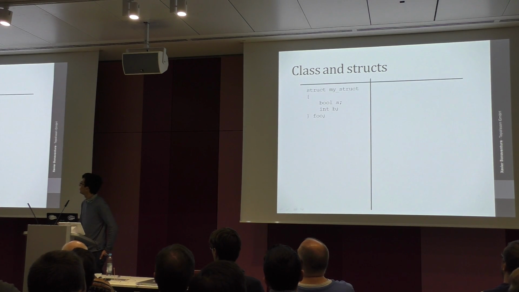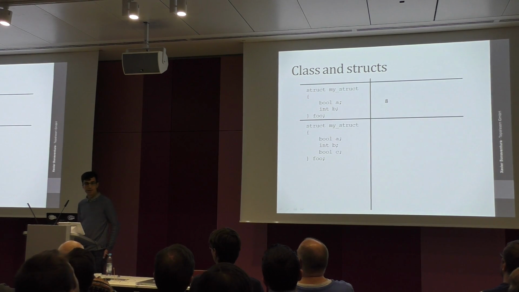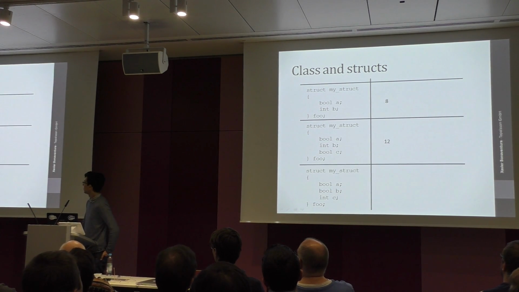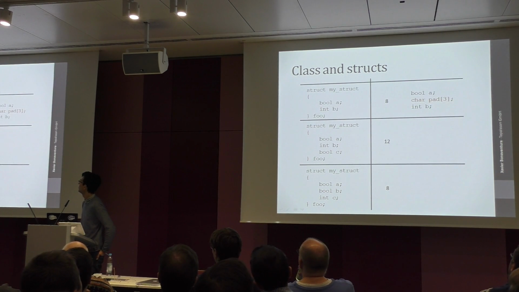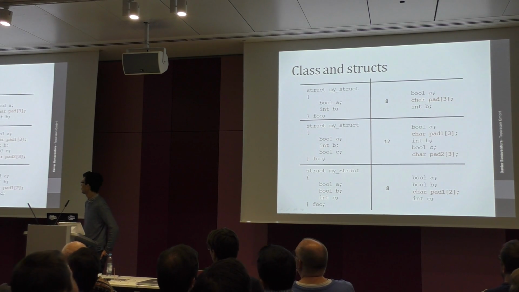Okay, let's move here. Now we put a boolean and an integer in the struct. What would be the size of this? 8. Well, in this case it's 8. And the size of this one? It's 12. And the size of this one, that is exactly the same, we just change a little bit the order. In this one it's 8. Maybe we should take care of how we put the elements in our structs.